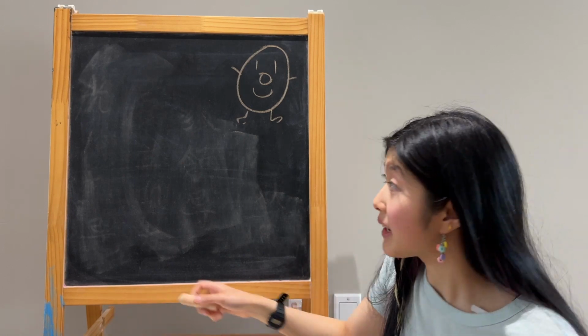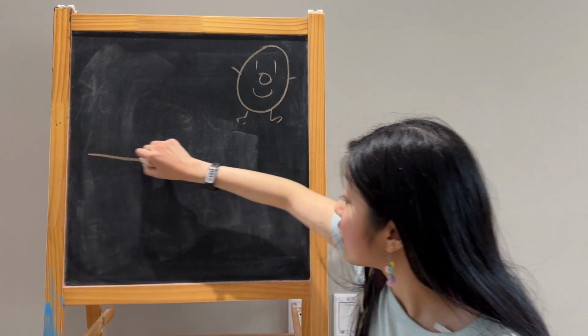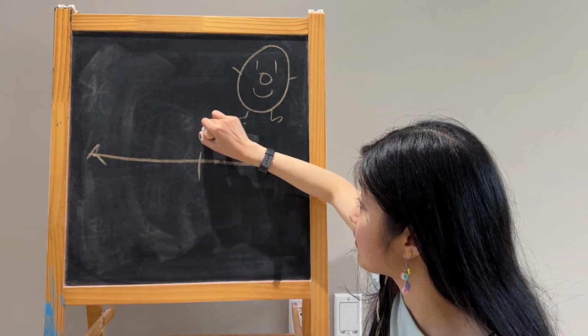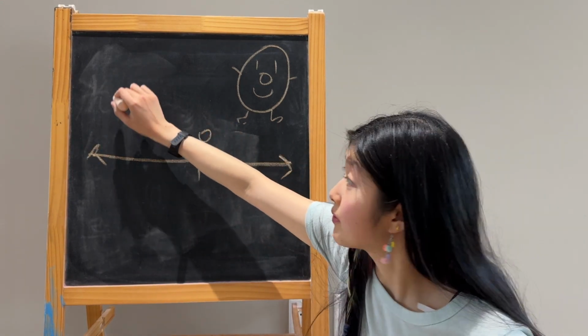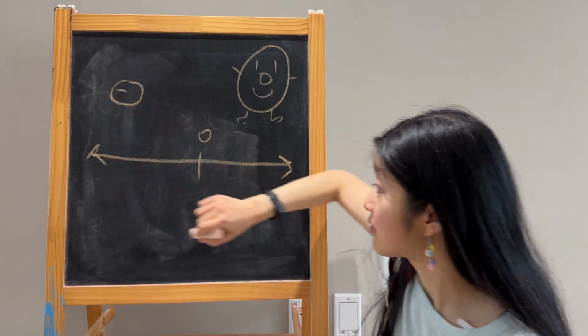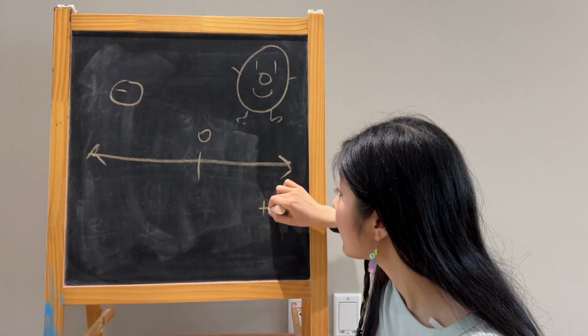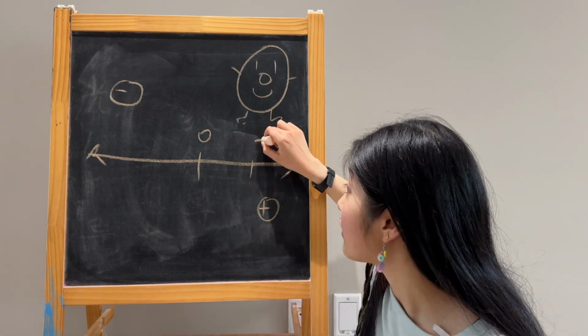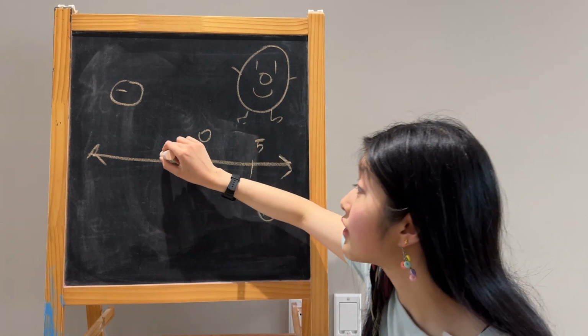So remember from last time we were talking about the number line. This is 0. Everything over here is negative. Everything over here is positive. So we can have positive 5. We can have negative 3.